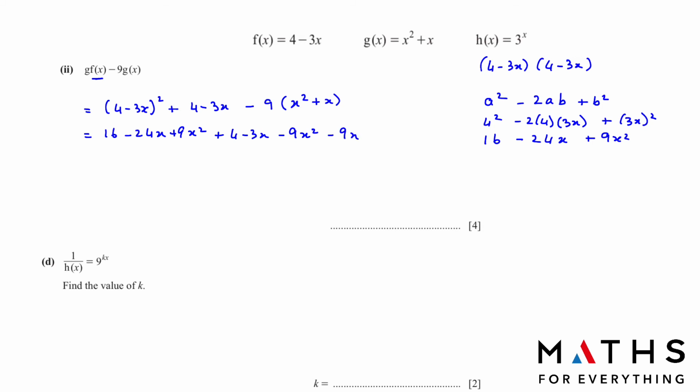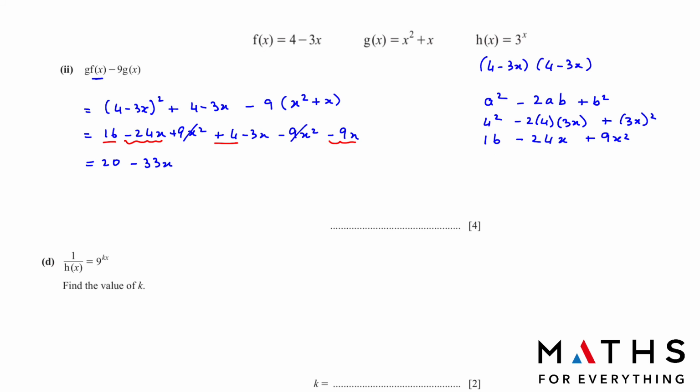Before we proceed, if you didn't remember this or you forgot it, you can just expand it normally. 4 times 4, then 4 times negative 3x, then negative 3x times 4 and negative 3x times negative 3x. Add the like terms together and you will get the same answer. Now we have to add the like terms. 16 plus 4 will give us 20. Then the x's, negative 24x minus 9x. That will be negative 33x. 9x squared and negative 9x squared will get cancelled.